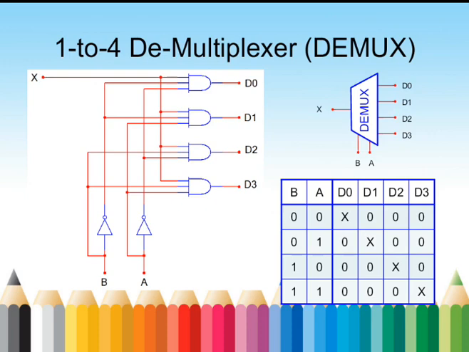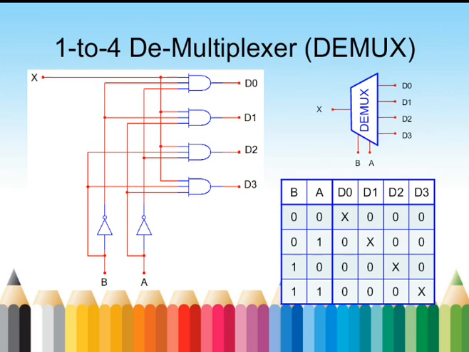Now if my select input is 0, 0, the output D0 follows the input X, and the remaining output lines are 0. Now my select input is 0, 1: the output D1 follows X, and the remaining output lines are 0. Now my select input is 1, 0: D2 follows X, and the remaining lines are 0. Similarly, now my select input is 1, 1: D3 follows X, and the remaining output lines are 0.